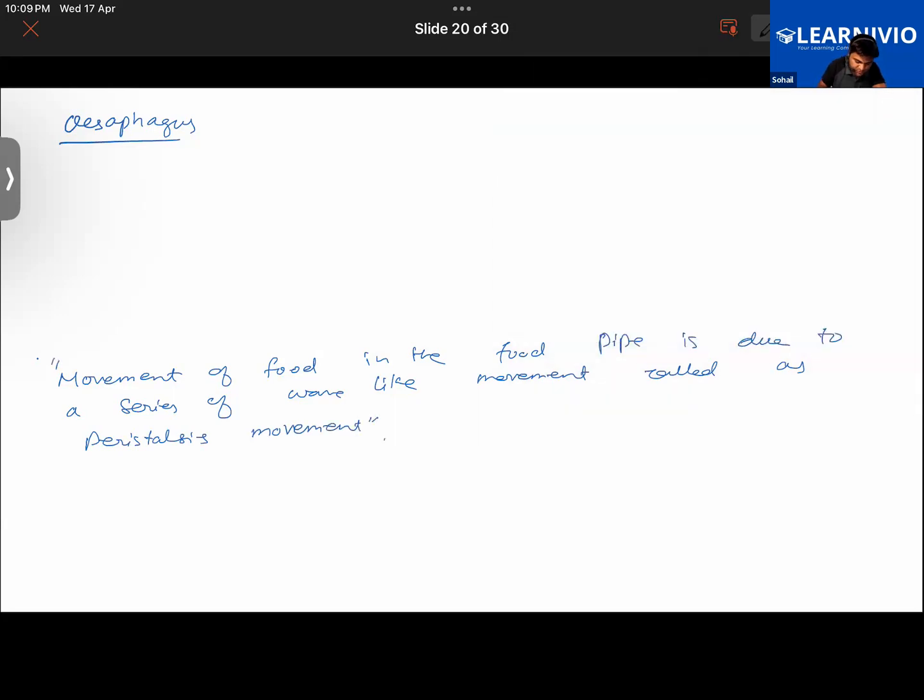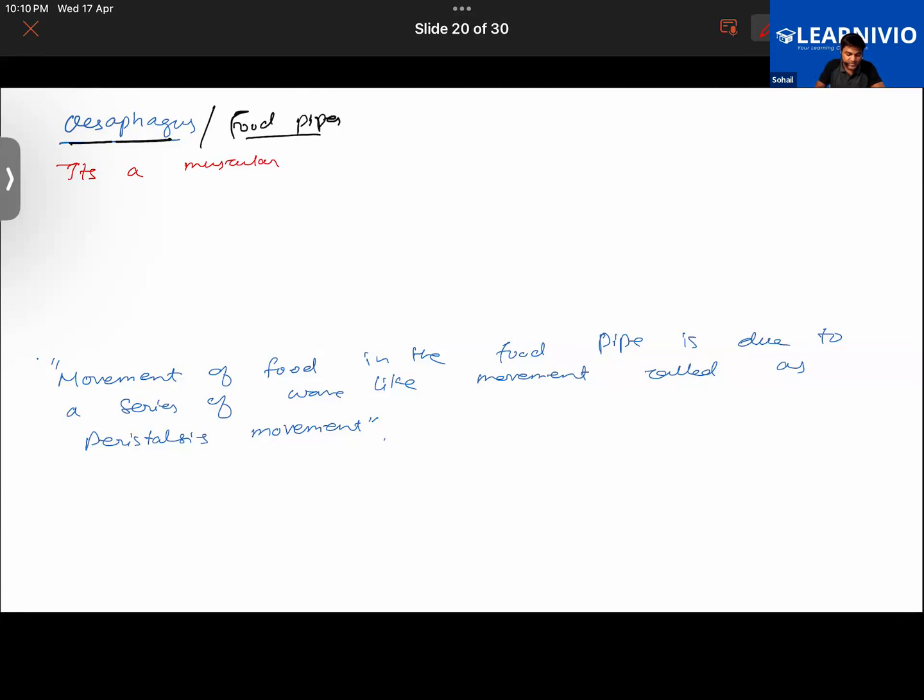Talking about the esophagus, basically the food pipe, it's a muscular tube-like structure which starts from the mouth and continues till the stomach. So this is a muscular tissue. Let me write the definition for it as well. You guys start writing. First of all, you will be writing the definition for esophagus. After that, we'll be writing the definition of peristalsis movement.